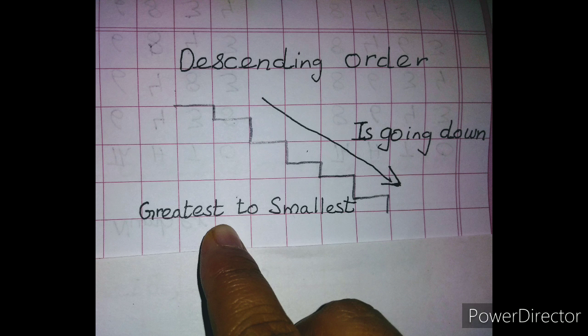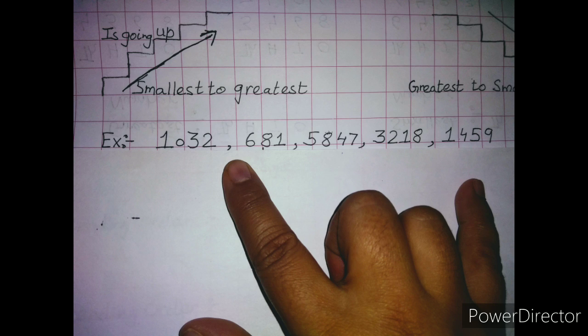Now let us look into one example. Here the numbers are 1032, 681, 5847, 3218, 1459. So all of them have 4 digits except one, that is 681. That is, it has only 3 digits.